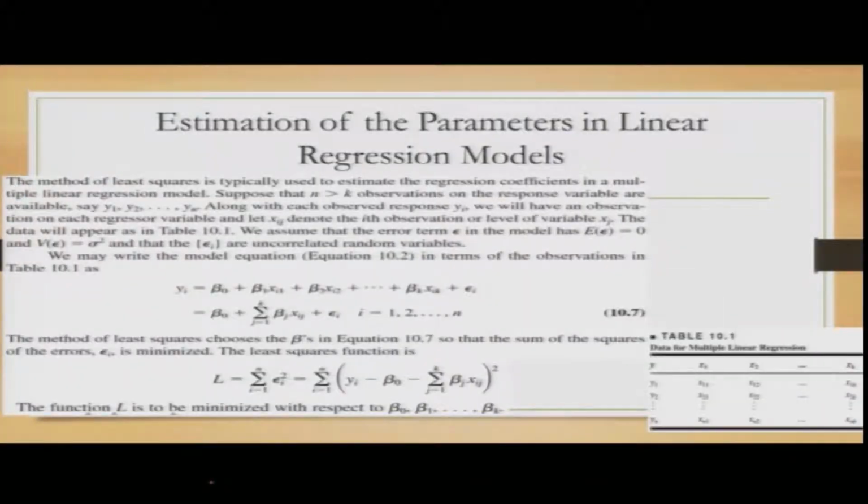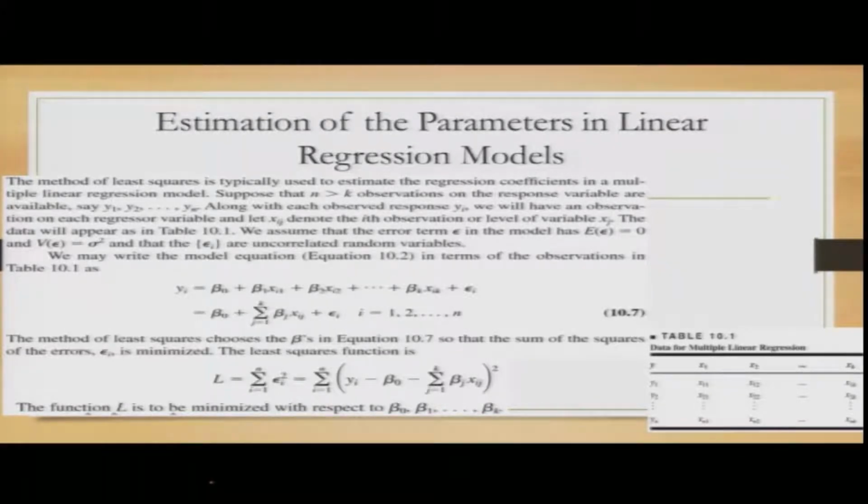Now, we want to estimate the parameters of the linear regression model. So, the method of least squares is typically used. What is the method of least squares? Basically, we try to find the errors, square them up, sum them up and try to minimize that error with respect to something. How we are going to do that, we are going to come to that within a few minutes. So, the method of least squares is typically used to estimate the regression coefficients in a multiple linear regression model.